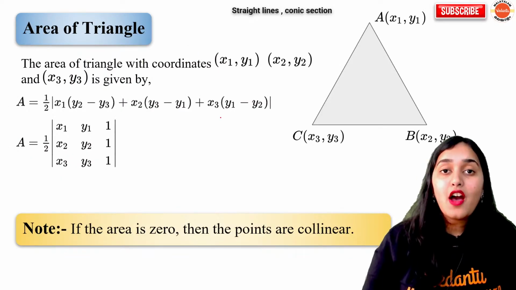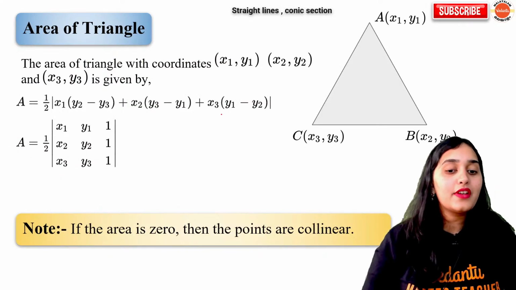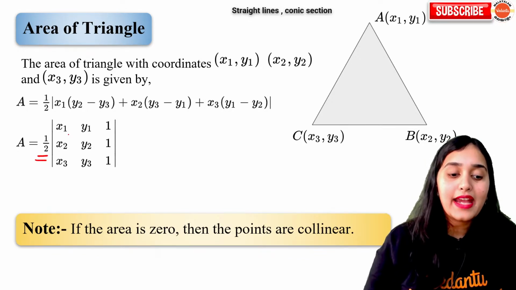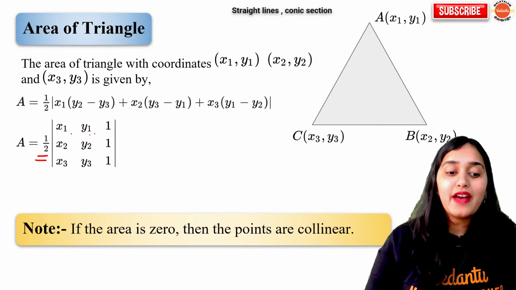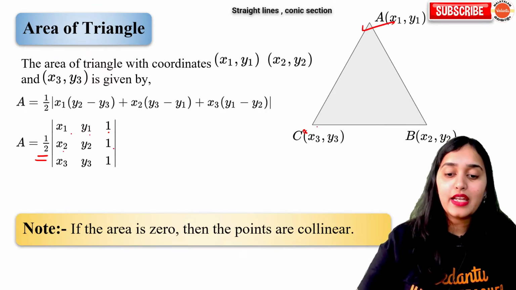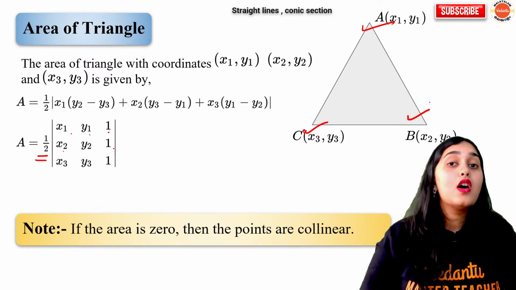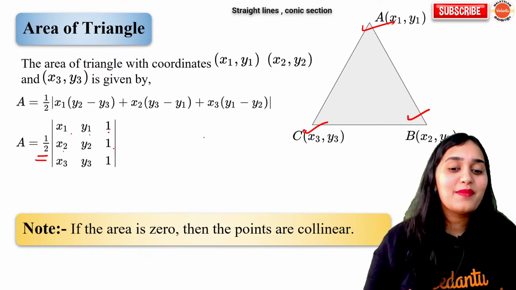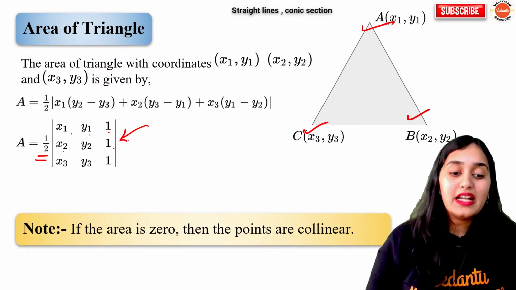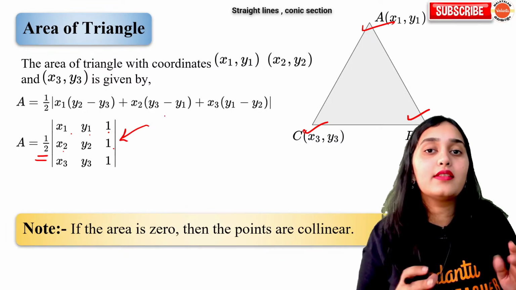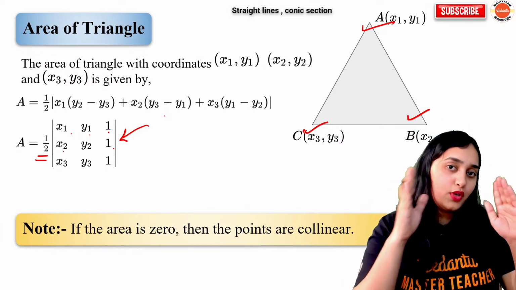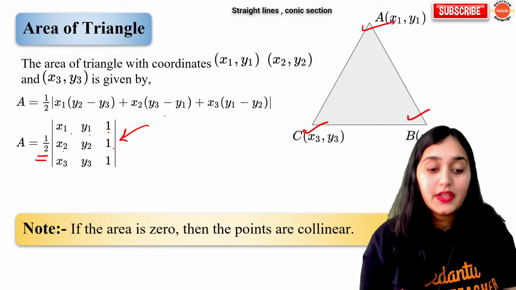Next, area of a triangle. How will you find the area of a triangle? Area of a triangle is basically half of the determinant of x1 y1 1, x2 y2 1, x3 y3 1, where x1 y1, x2 y2, x3 y3 are the coordinates of the points. Not half of base into height, Shammaz. It is basically the determinant of the coordinates, because when the coordinates are given, no need to find height and base. Just put it in the determinant formula.